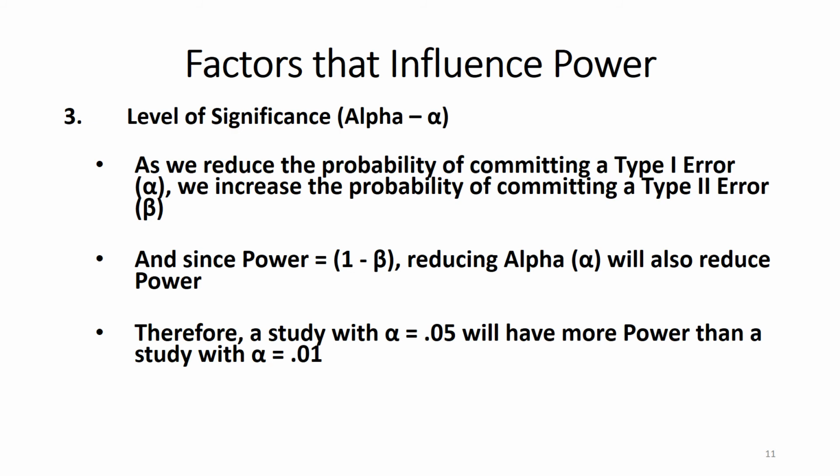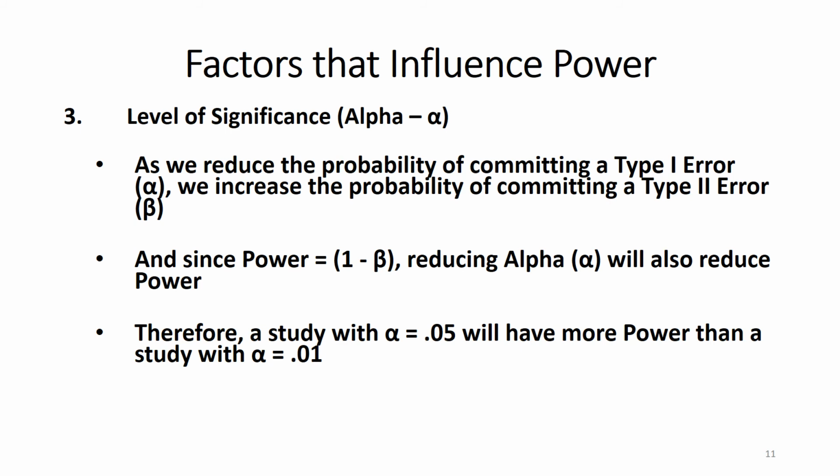Well, in statistics, you can't have it both ways. And what I mean by that is you can't reduce a type 1 error likelihood at the same time as reducing the likelihood of committing a type 2 error. No, in fact, it's a seesaw. If you reduce the probability of committing a type 1 error, you're actually going to increase the probability of committing a type 2 error and vice versa. So, how does that tie into power? Well, since power equals 1 minus beta, reducing alpha will, in effect, also reduce power. How does that work? Well, if we reduce the level of alpha, we increase the probability of beta. If beta gets bigger, then the power, 1 minus beta, becomes a smaller number. So, in that essence, we're reducing power.